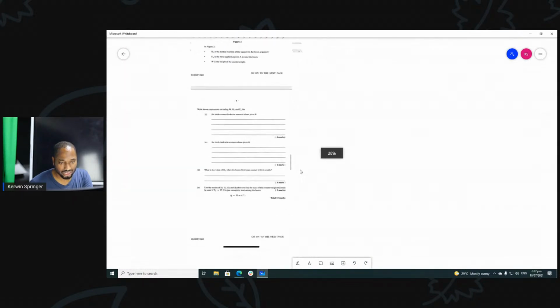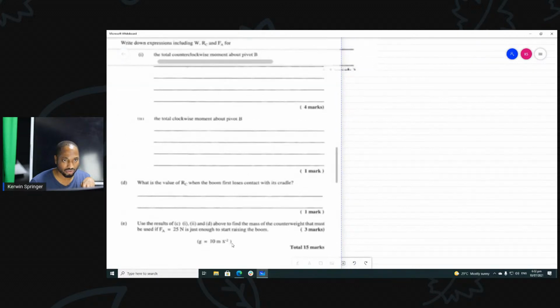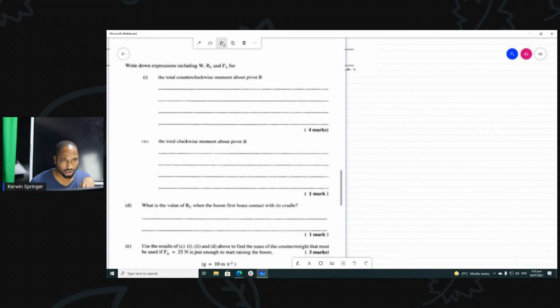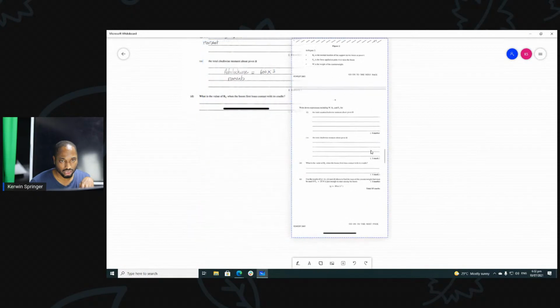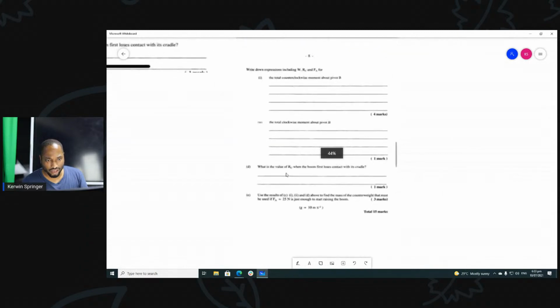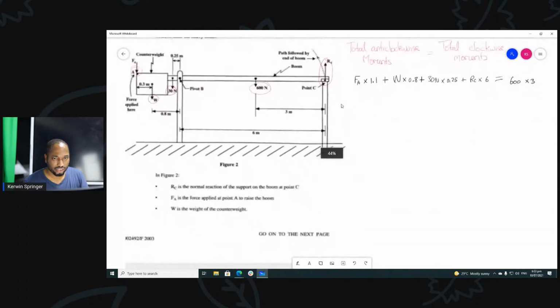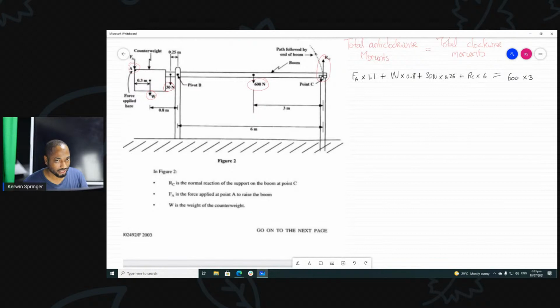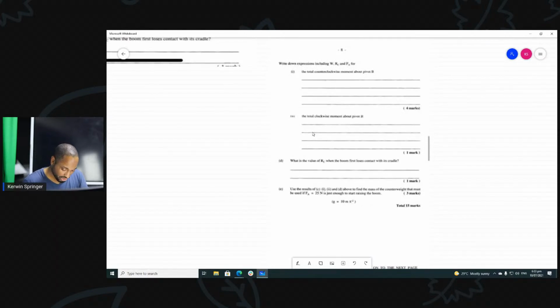So we already figured out, what is the value of RC when the boom first loses contact with its cradle? Well, RC has to be 0. I'll block out some of my working, of course. The frustration is building up. So what is the value of RC when the boom first loses contact? 0, right? You know that had to be 0. If RC lost contact, it just loses contact, it means it isn't pushing up anymore. RC is 0 when it just loses contact, people. You need to state that.